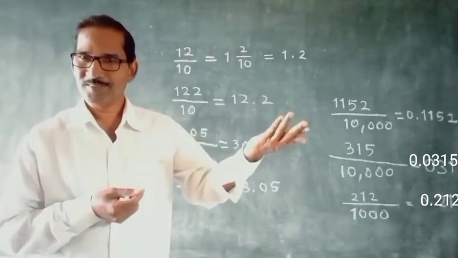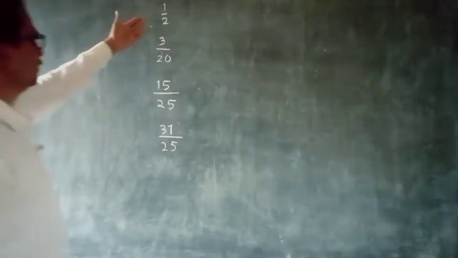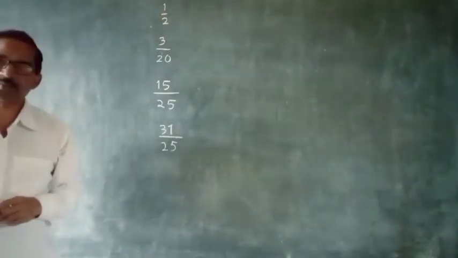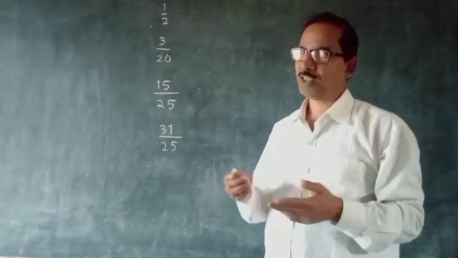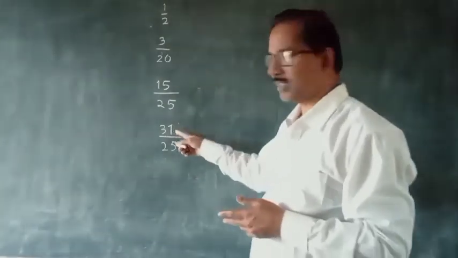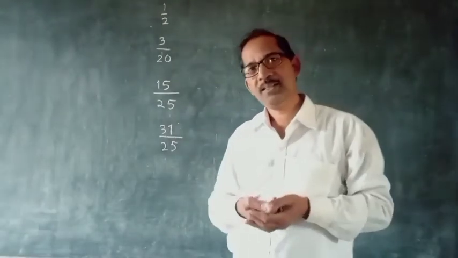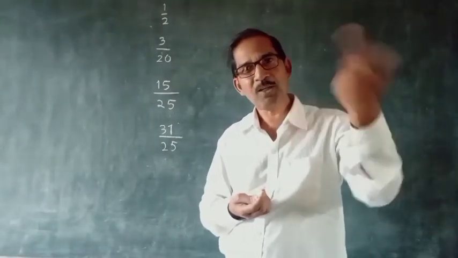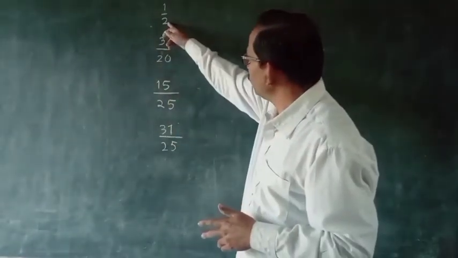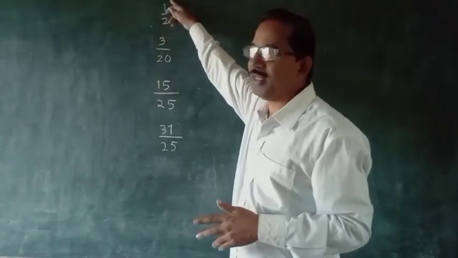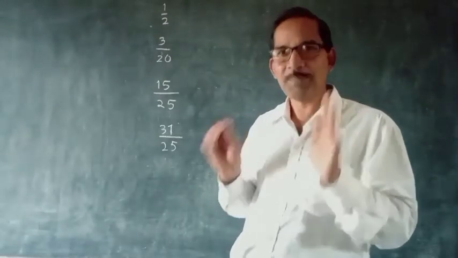Now let us see, I am explaining it here. See, these are some examples of fractions. Some fractions are proper and some are improper. This one is an improper fraction and these are all proper fractions. How can they be made into decimals? We simply divide the numerator by the denominator.